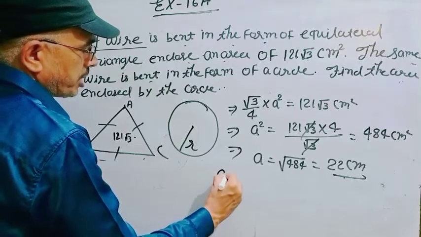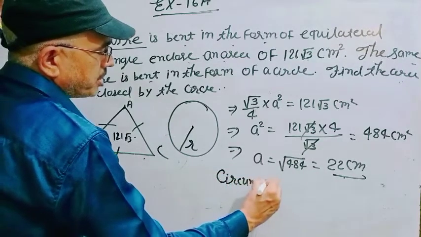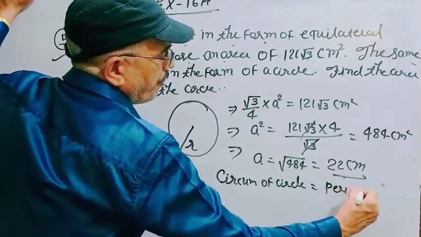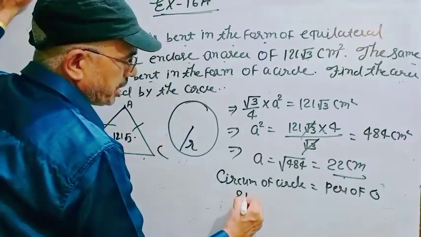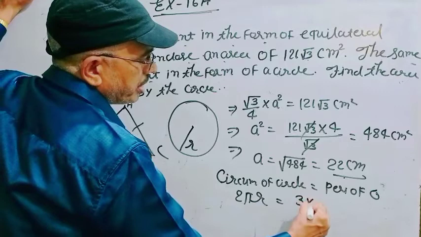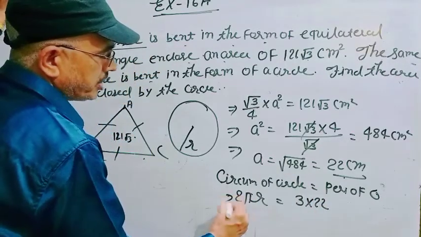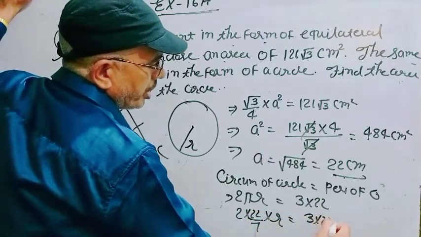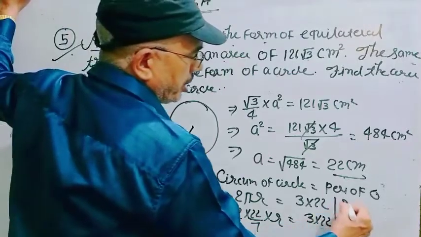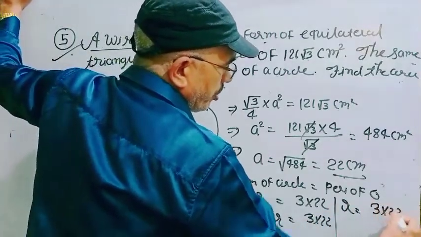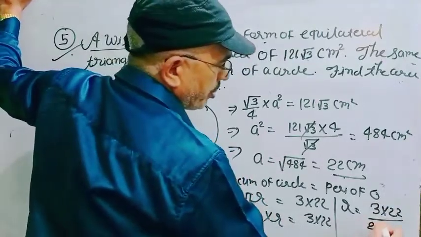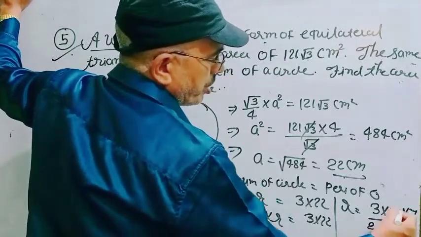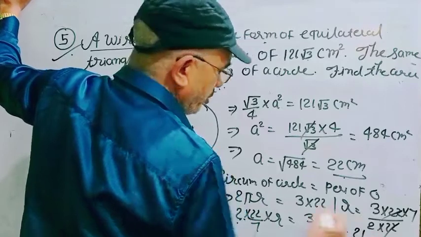Your question: the circumference of the circle is equal to the perimeter of the triangle. So what is circumference? It is 2 pi r, and what is perimeter? 3 into side. Then here is 2 into 22 by 7 into r is equal to 3 into 22. So what is the value of r? Then r is equal to 3 into 22 by 2 into 22 by 7 into... the 22 is cancelled, that is 21 by 2.